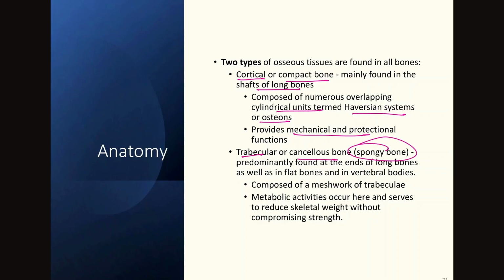This is spongy bone. This is usually at the ends of the bone, as well as flat bones and any of your vertebral bodies. It will have this as well. It has a meshwork of trabeculae. A lot of metabolic activity happens in this trabecular bone and serves to reduce skeletal weight. The bones do weigh a lot, and if they were totally solid, they would be very heavy. But we have some cancellous bone, spongy bone, to allow some air pockets so that it gets lighter. That's why we can't fly, but birds can, because their bones are lighter than ours and they don't have that weight.